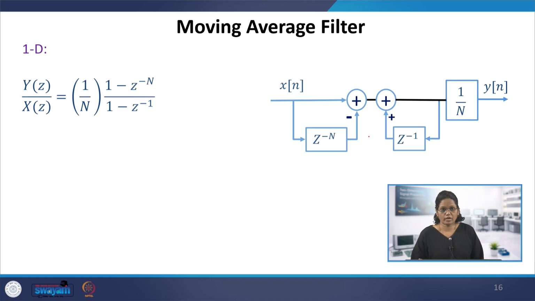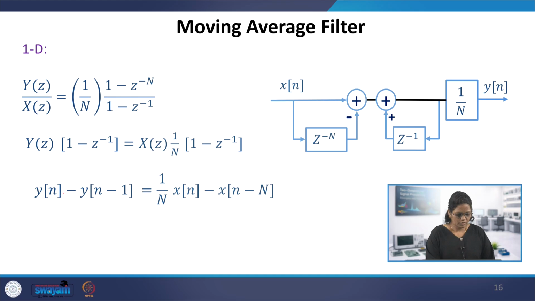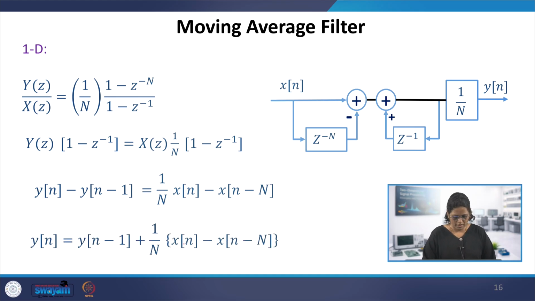If we take the block diagram representation of it, if this is x of n, cross multiply it and write this in terms of the time domain equation. So you get y of n equals y of n minus 1 plus 1 by N into (x of n minus x of n minus N) from this transfer function. Moving average filter we had seen already in the 1D introduction.